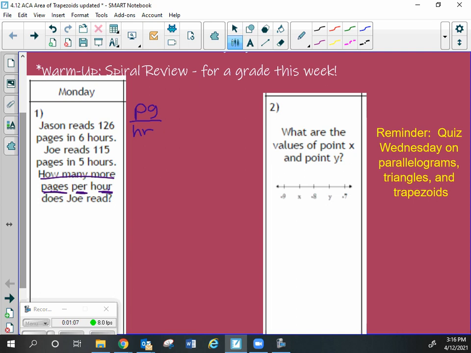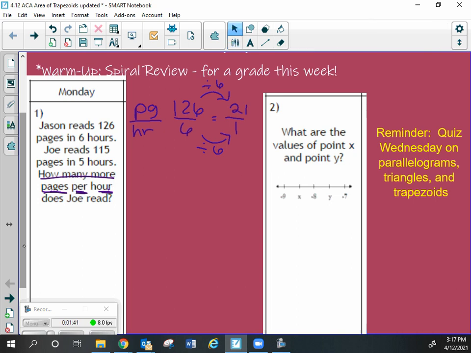Okay, so looking at Jason first, I would put what over what? 126 over 6. And I need to get that down to how much? If I want to do per hour, I need to get that down to 1 hour. So how do I get there? By dividing by 6. Did y'all already do that, or do y'all need time to do that now? Okay, Mia, what did you get? I got 21. Y'all agree? Yes. I agree as well.